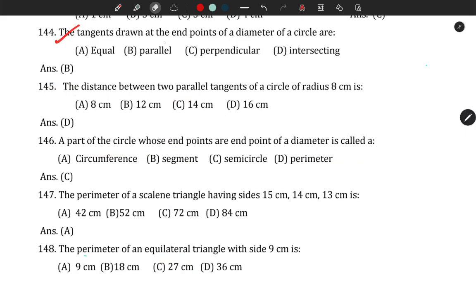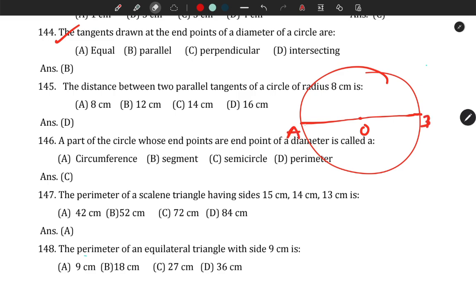Next one, the tangents drawn at the ends of a diameter. Let's draw a circle and a diameter. Supposing this is the center, so AB is the diameter. Now let's draw two tangents at the ends of the diameter, one tangent here. This tangent is perpendicular to the radius. Another tangent here. This tangent also is perpendicular to this radius. So what we can see is that these two tangents are parallel. So tangents at the ends of the diameter of a circle will always be parallel.